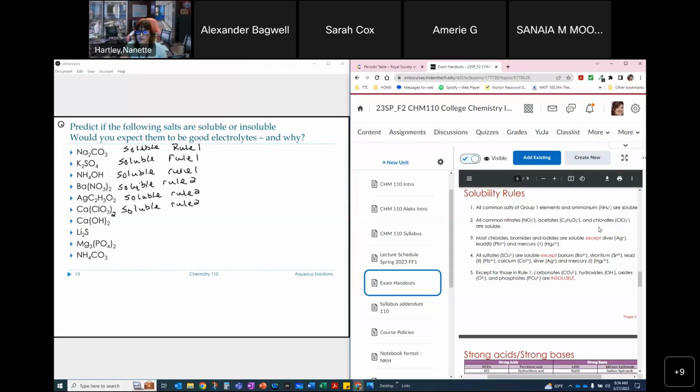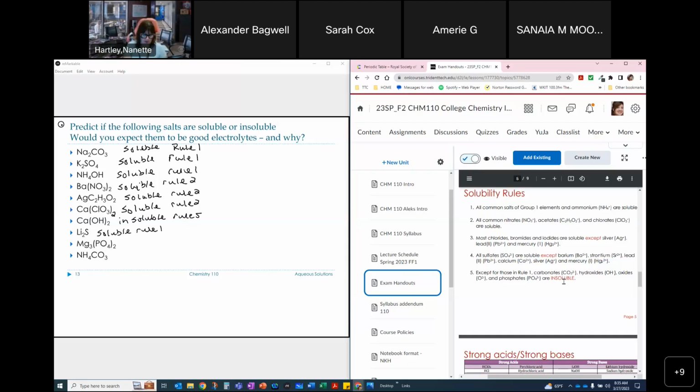Ca(OH)2. Okay. So let's see what we can find. I haven't found anything for group 2 metals. It says, except for those in rule 1, carbonates, hydroxides, and phosphates are insoluble. So this is insoluble. And that's rule 5. If I look at Li2S, that is going to be soluble because lithium is an alkali metal, so it's group 1. So this is going to be soluble based on rule 1.